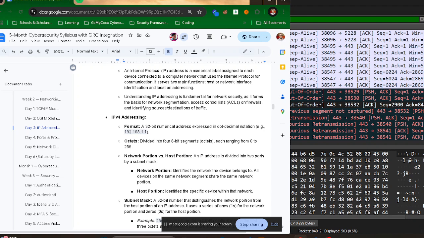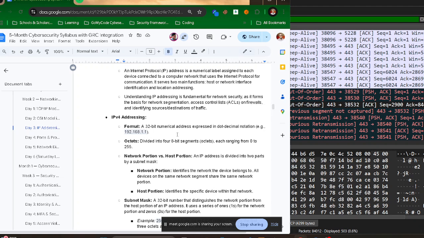So each octet, this one is an octet, this one is an octet, this one is an octet, this one is an octet. Each octet can have a range of 0 to 255. It's a single number, right? A single number but can have 3 digits. So that's that about that.